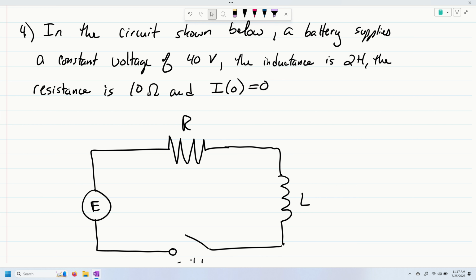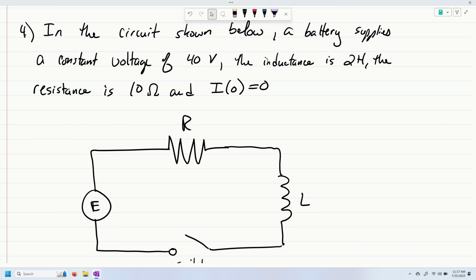Okay, in the next question here, we're going to do a voltage problem. And just remember, Ohm's law gives the drop in voltage due to the resistor as Ri. What we're going to learn right now is Kirchhoff's law. So real quick, in the circuits shown below, a battery supplies a constant voltage of 40 volts. The inductance is 2 henries. The resistance is 10 ohms.